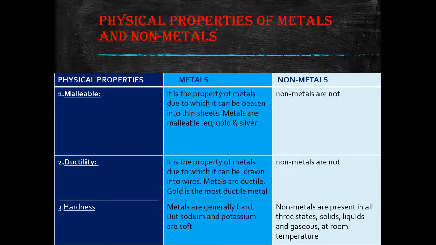Metals and non-metals can also be differentiated on the basis of hardness. Metals are generally hard except a few, such as sodium and potassium, whereas non-metals exist in all three states, that is solid, liquid and gas, at room temperature. There is an exception when it comes to metals. Mercury is the only metal which exists in liquid form at room temperature.